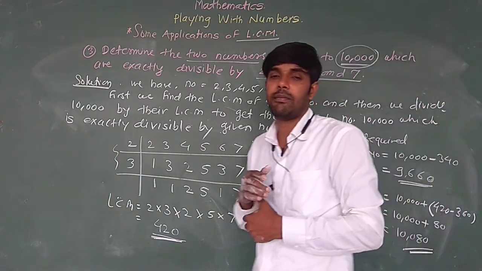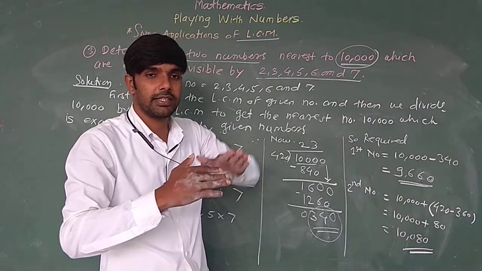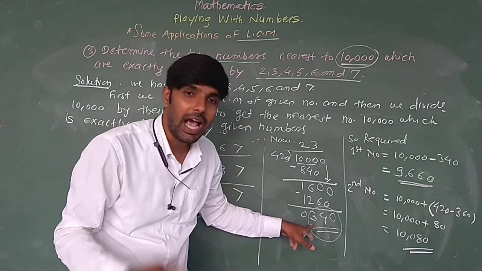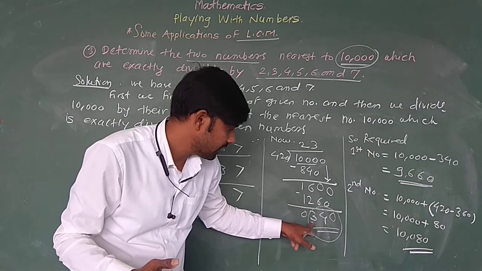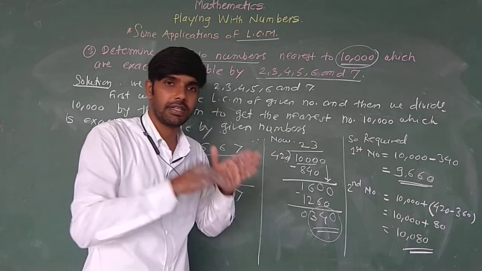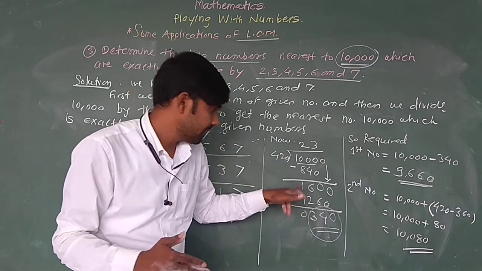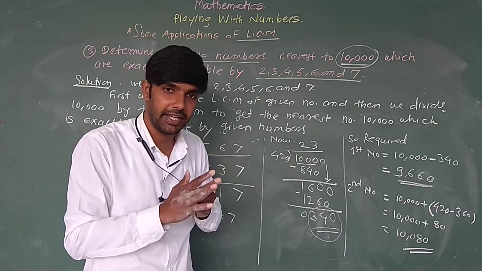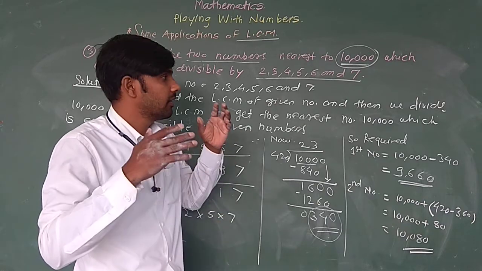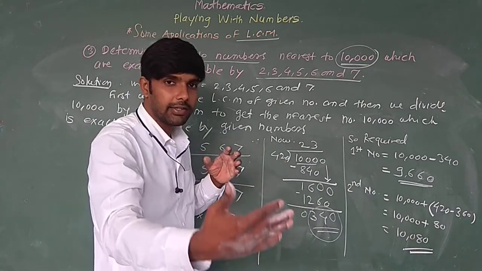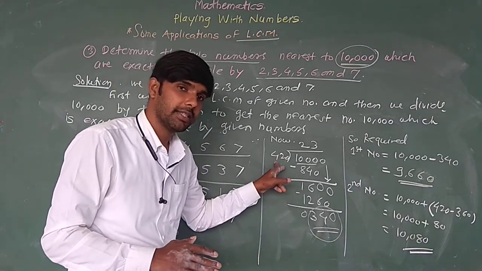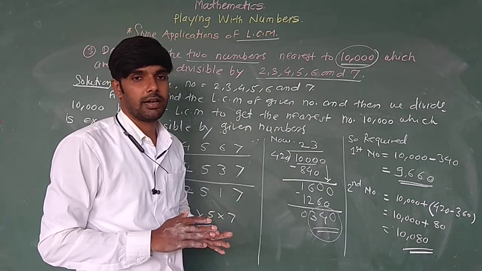Again, we will find the number which is greater than 10,000. One is the smaller and one is the greater than 10,000. So for greater than 10,000, how much extra do we need? The remainder is 340; if we add 80 here, then we get 420, and 420 is divisible by 420. That's why we subtract this remainder from 420, we get 80, and we add this 80 to 10,000 to get the number which is greater than 10,000 and exactly divisible by 420.